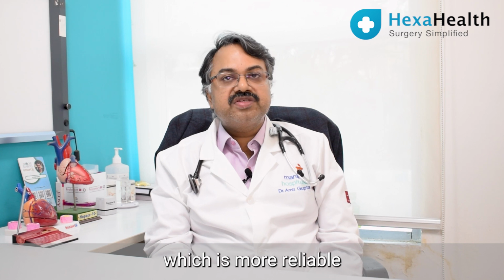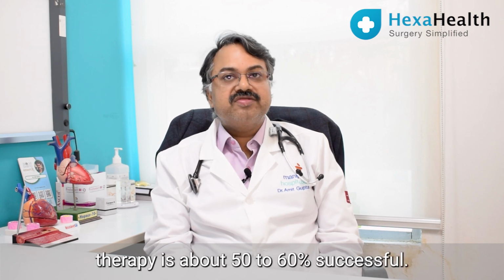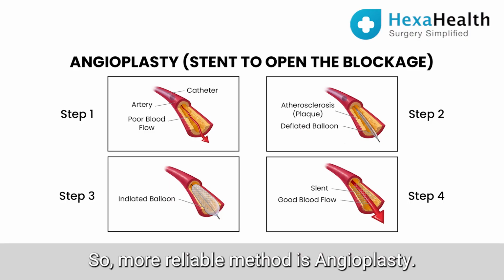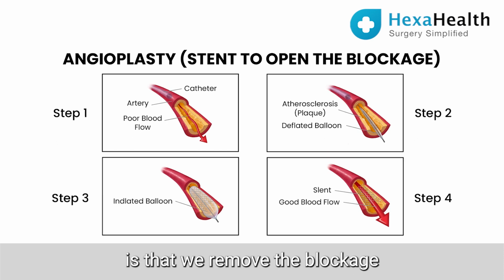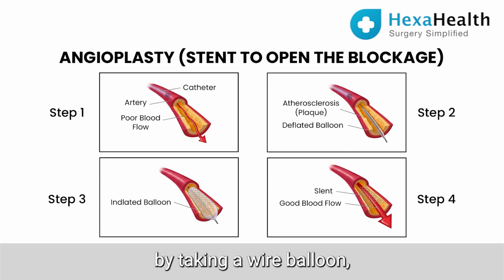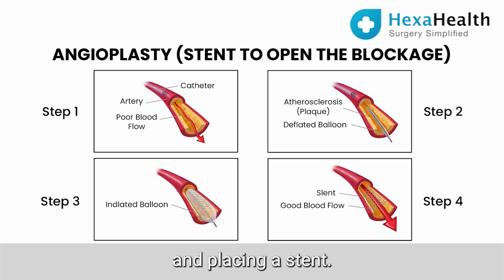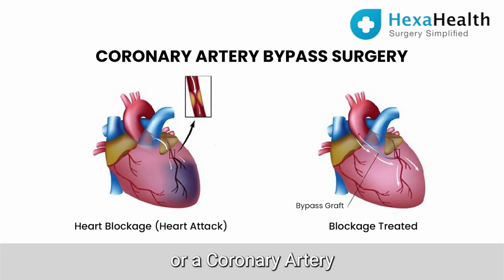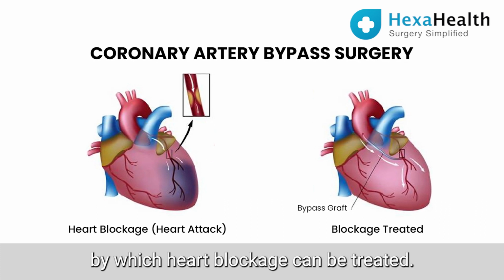The second modality, which is more reliable, because the thrombolytic therapy is about 50 to 60% successful, there are 30 to 40% cases where the thrombolytic therapy does not open the heart arteries completely. So the more reliable method is angioplasty. In angioplasty, we remove the blockage by taking a wire balloon, opening the heart blockage and placing a stent. The third way by which we can bypass the blockage is by doing a CABG, or coronary artery bypass graft surgery. So these are the three methods by which heart blockage can be treated.